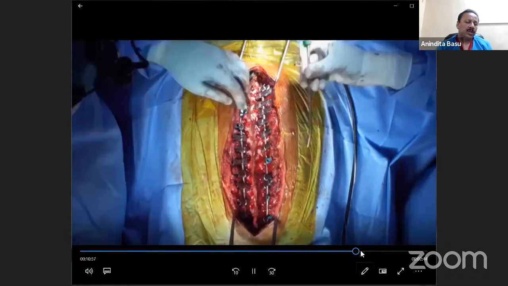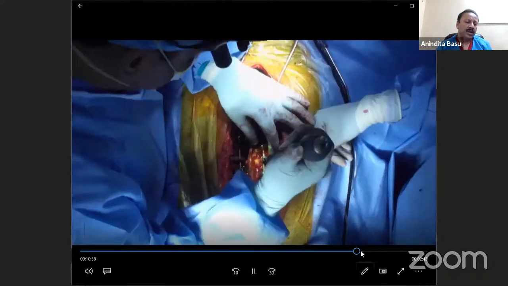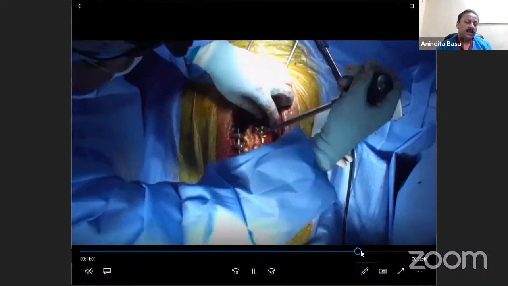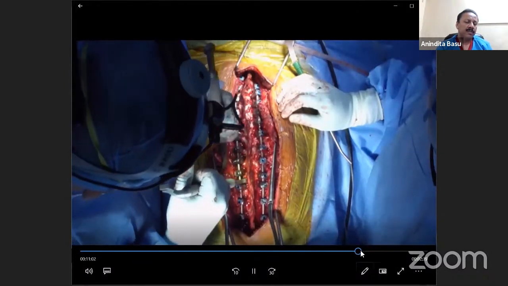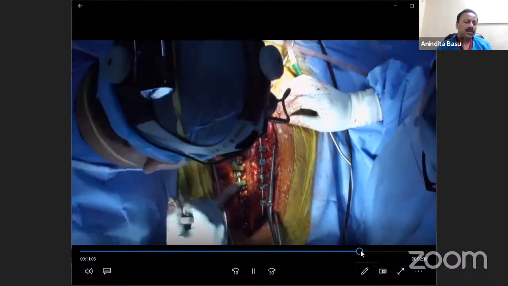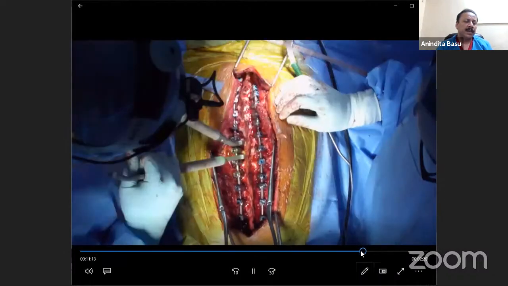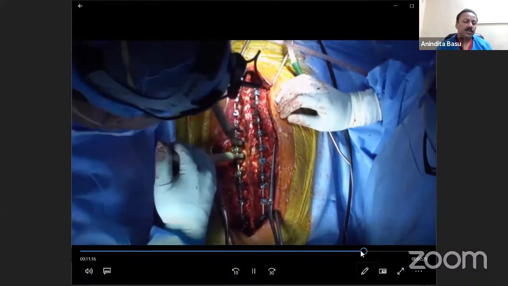Now, once all the screws are captured, you have to do the in situ rod bending. This is important to build up the sagittal profile and the sagittal kyphosis, so that the sagittal profile is well built up and a normal thoracic kyphosis is well maintained.